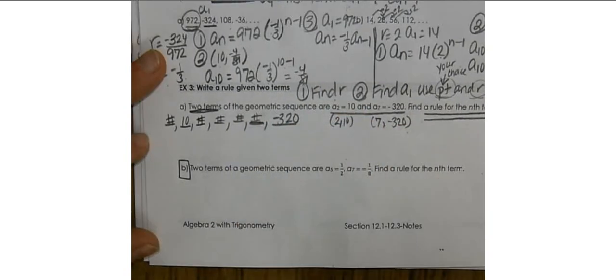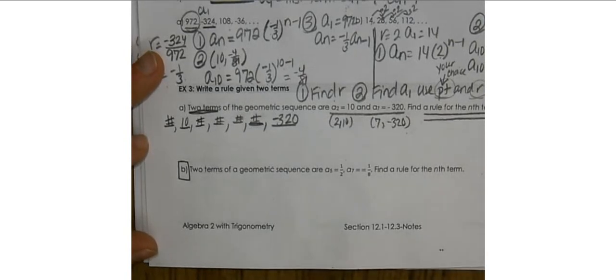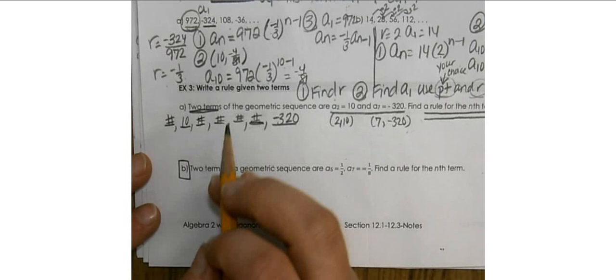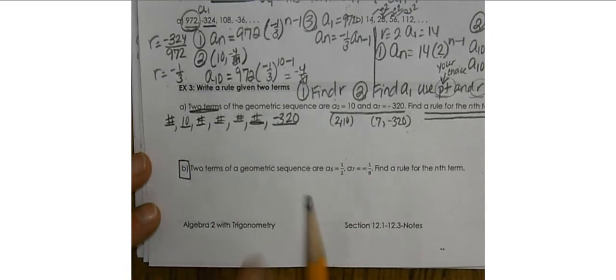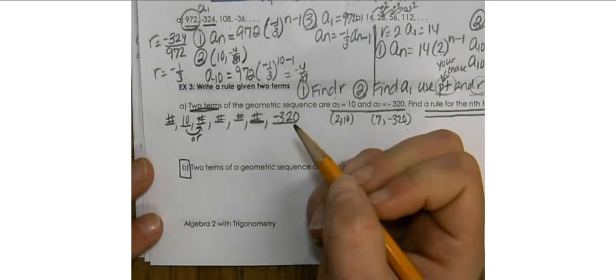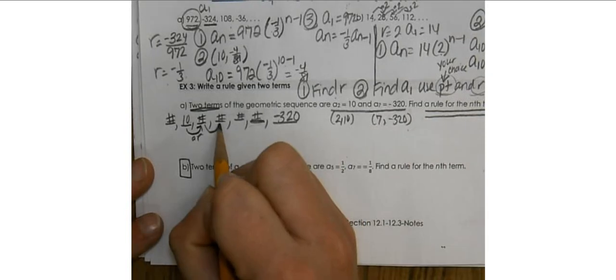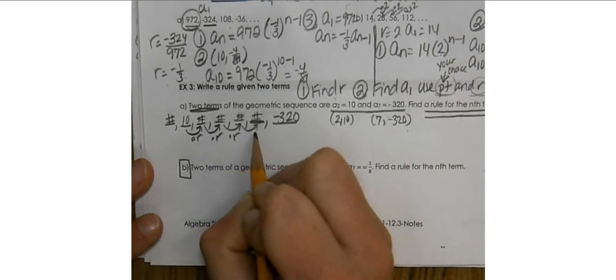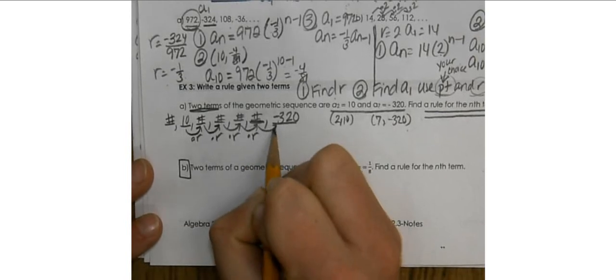Now we know that because this is a geometric sequence, we're multiplying by some r each time in order to get to the next value. So I'm going to start with the number 10. In order for me to get to the next number, I'm going to be multiplying by r. And in order for me to get to the next number after that, I multiply by r. I'm going to be multiplying by r each time until I finally reach negative 320.